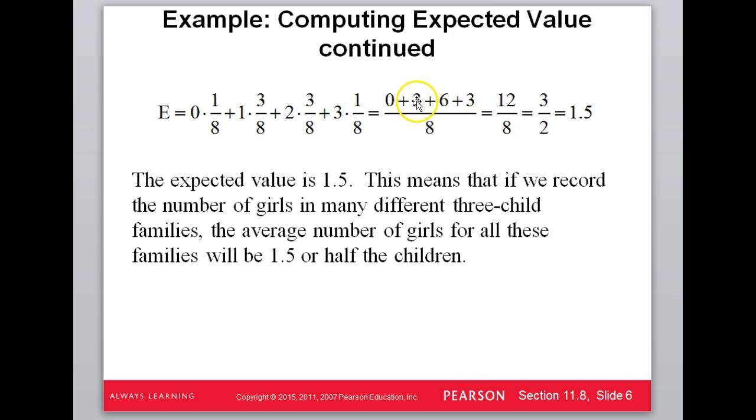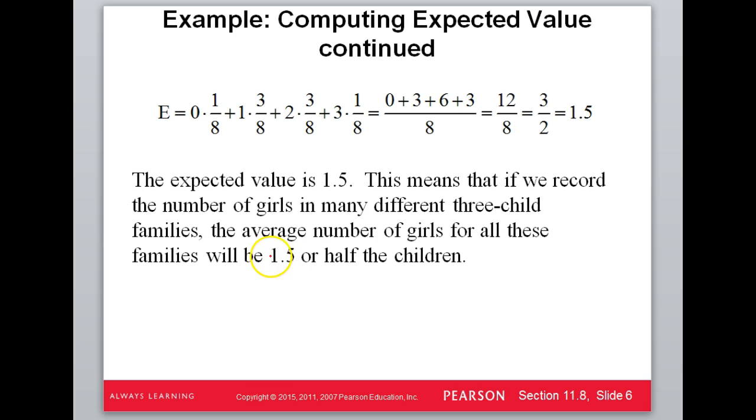So you add all that up. There's 3 and 6 is 9. 9 and 3 is 12. 12 over 8 reduces to 3 halves, which is 1 1/2. So what does that mean? That means we expect, if we have 3 kids, that 1 1/2 of them are girls.